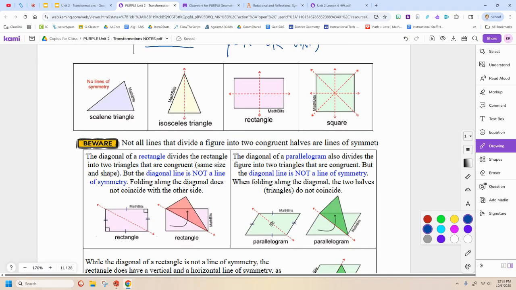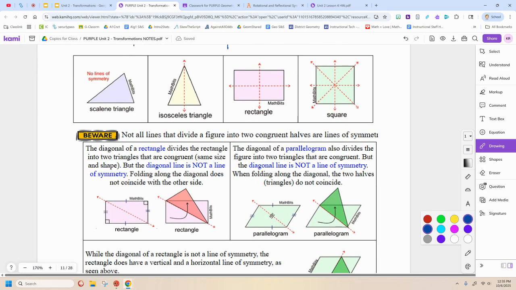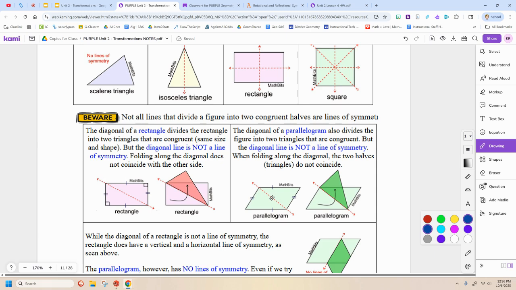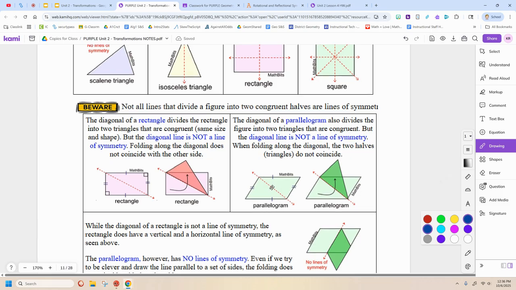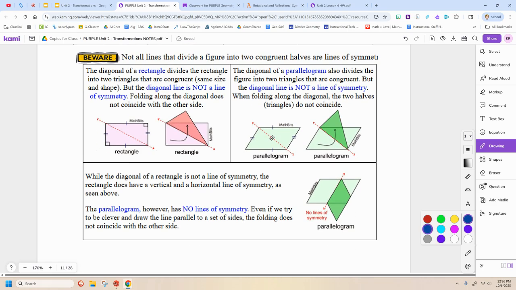And then this is where we saw that some of those things don't work, and it's hard to visualize that without actually practicing folding paper. So just be really careful. Folding a rectangle on a diagonal, folding a parallelogram on a diagonal, doesn't work. So our parallelogram has no lines of symmetry, none. And for the rotation, it only had 180 and 360. So although parallelograms are great, they stink for this.